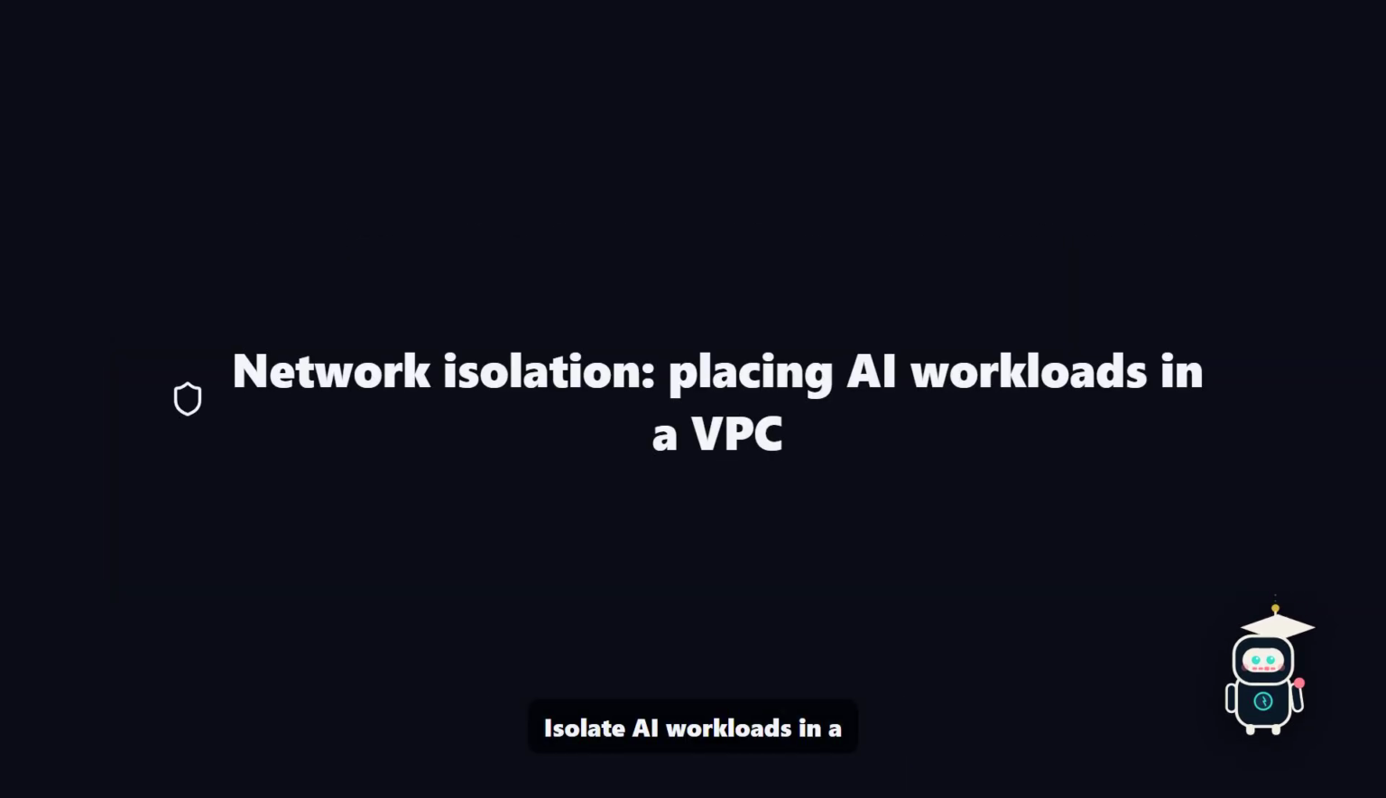Isolate AI workloads in a private subnet. Use a VPC endpoint for S3 so training traffic stays on the AWS network. Restrict ingress with a network ACL to a bastion host. Model artifacts stay internal. That's the exam's network isolation pattern.